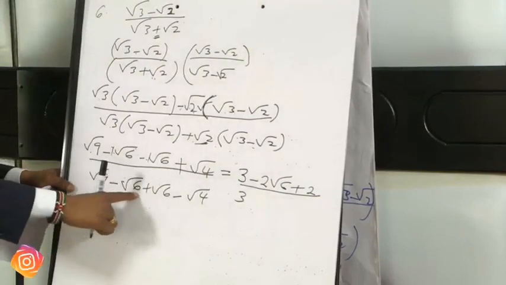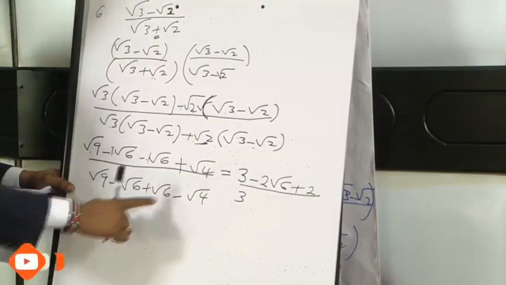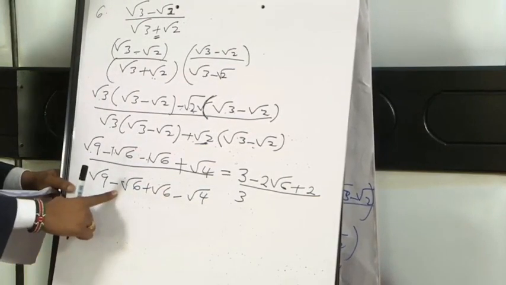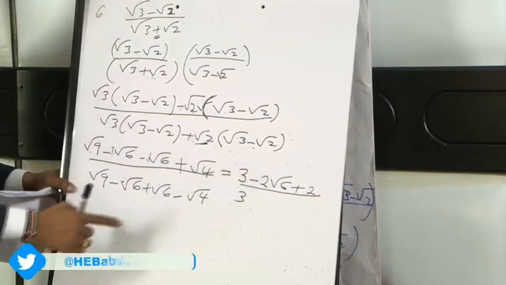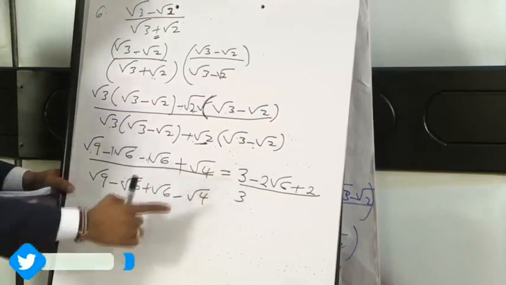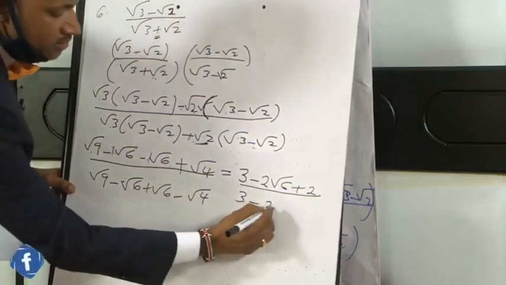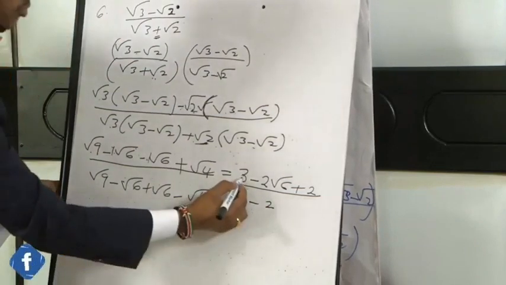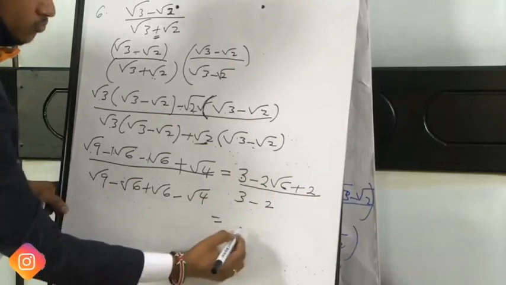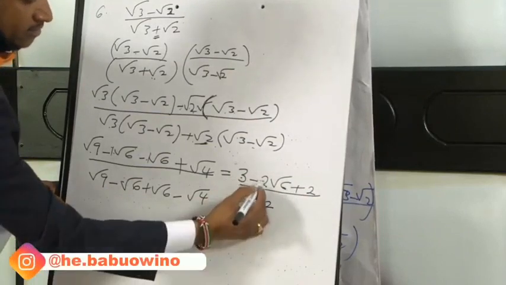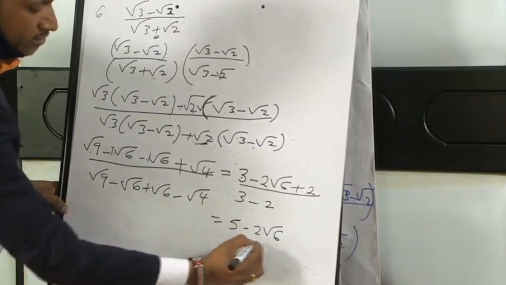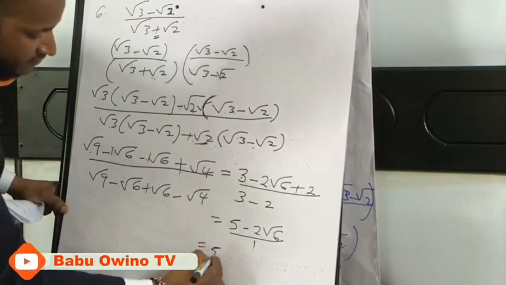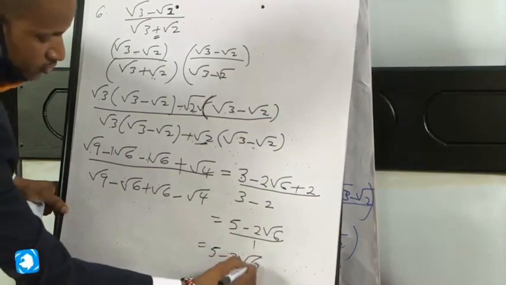Then minus root 6 plus root 6 is the same as root 6 minus root 6, which is 0. So we don't write the 0. Then we have minus root 4. Root 4 is 2, so it is minus 2. So from here we have 3 plus 2. You get 5 minus 2 root 6 divided by 3 minus 2, which is 1. So we have 5 minus 2 root 6.